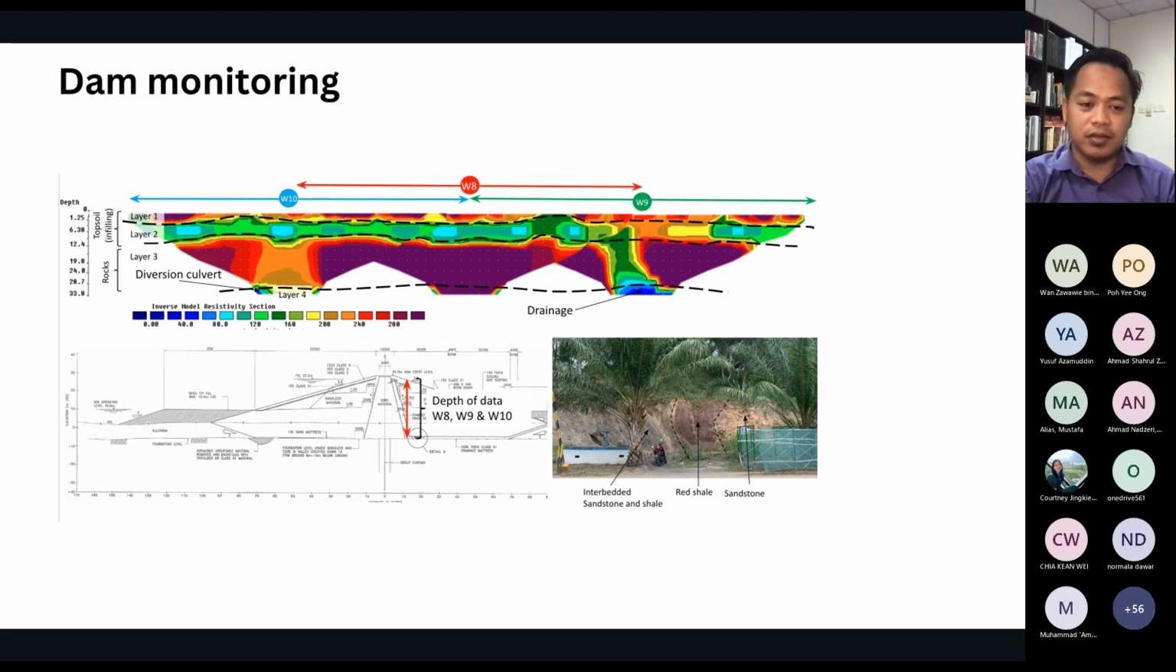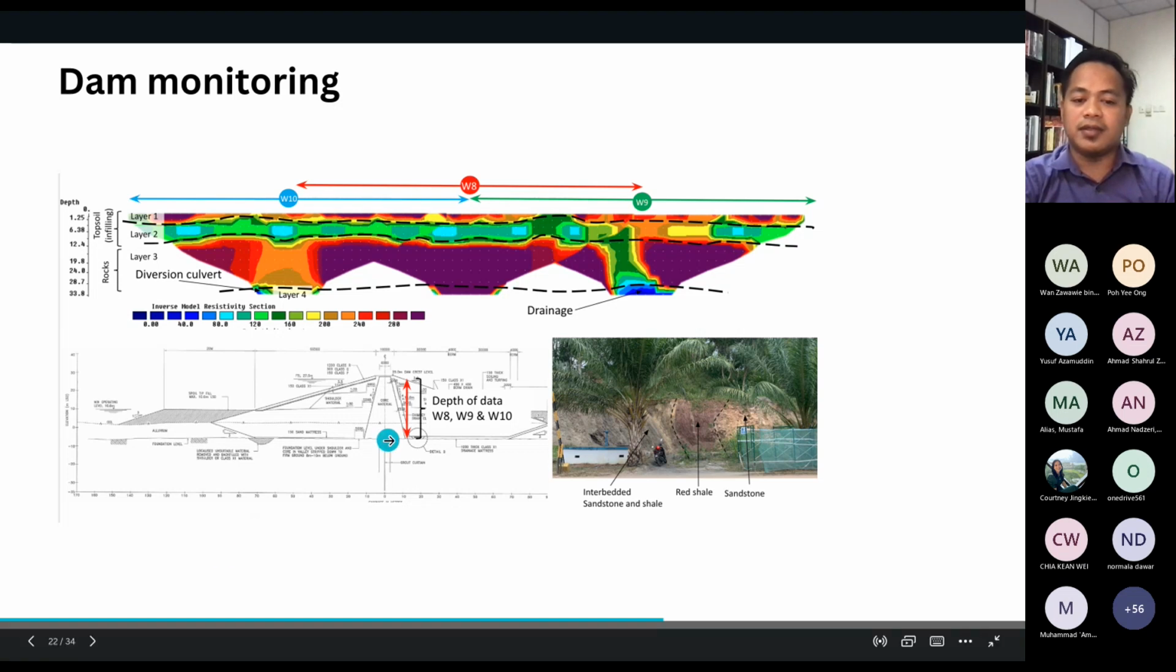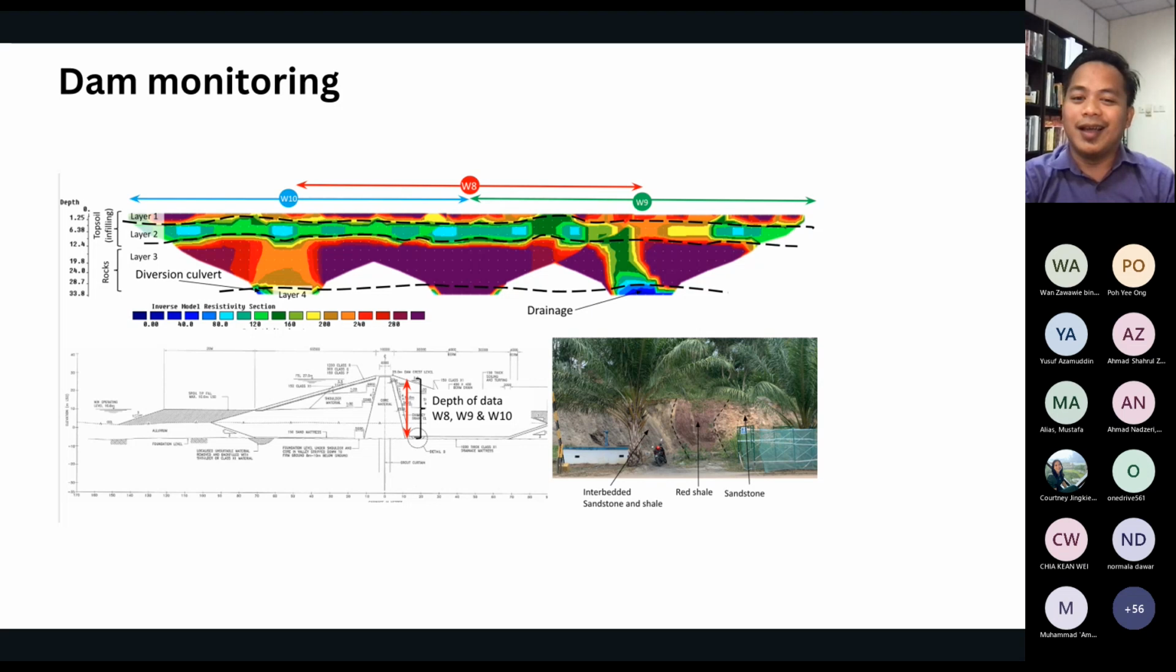Okay, so this is the cross section, the drawing of one of the dams in Sabah, because there is concern about the rigidity or stability of the dam, because this dam is quite old, I think it's almost 20 years since construction. So they want to make sure if the dam is still able to stand with this condition, or is there any enhancement or any job to be done in order to stabilize it, or to make sure the dam always serves the purpose. So this is the condition.